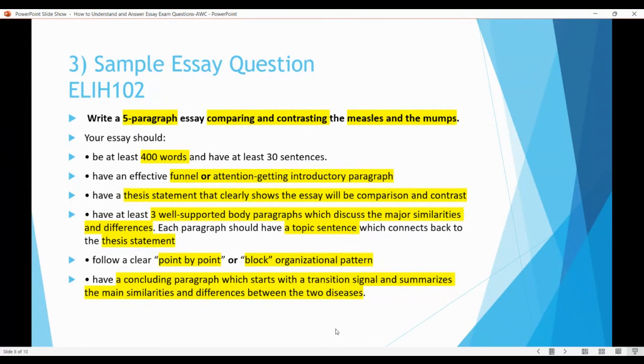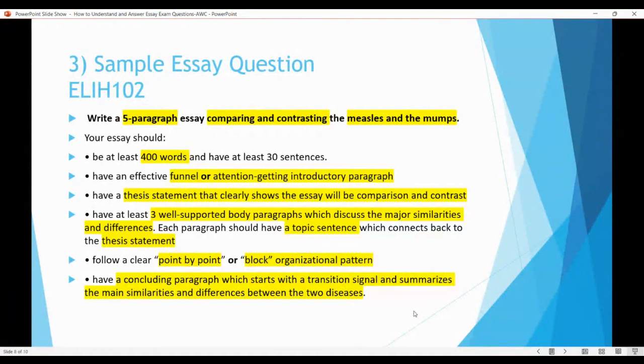Now, the last point in this sample essay question: have a concluding paragraph which starts with the transition signal and summarizes the main similarities and differences between the 2 diseases. Again, you need to start your concluding paragraph with a transition signal of conclusion, like all in all, finally, to summarize, in summary. In a nutshell, there are lots of transition signals for conclusion that you can use. You can also use phrases like it's clear that, looking at these examples. These are also signal phrases that you can use.